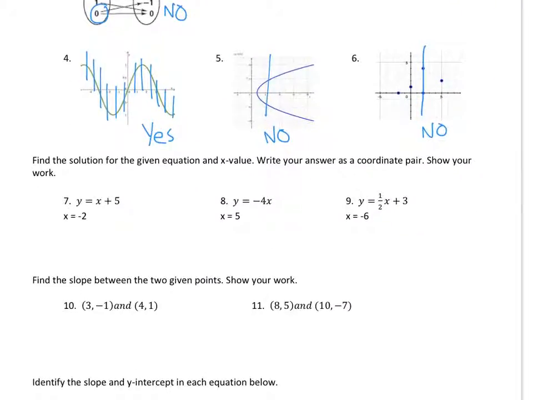Down here it reads, find the solution for the given equation and the x value. Write your answer as a coordinate pair. So coordinate pair is the same thing as ordered pair. So what you're going to do is you're going to plug -2 in for x. So it's y equals -2 plus 5. That equals 3. So your coordinate is going to be -2, 3.